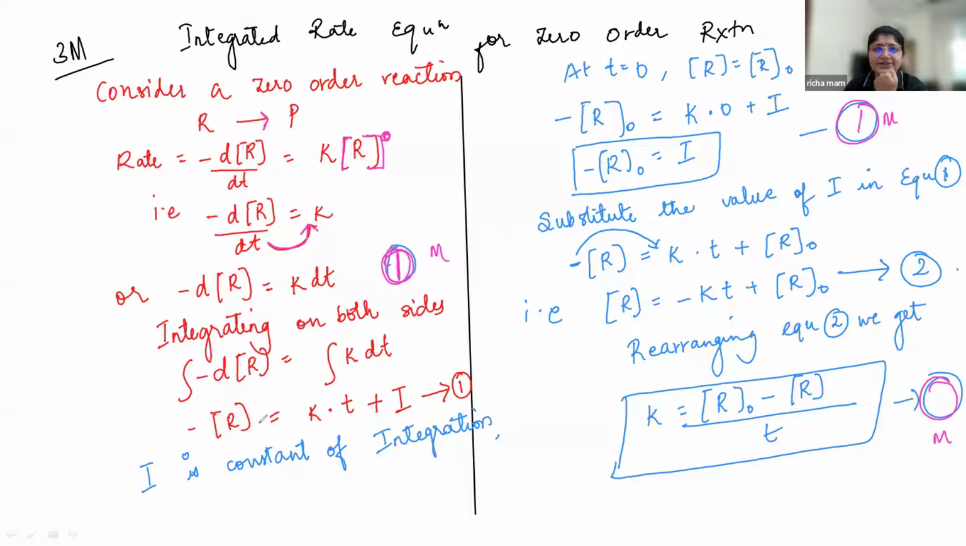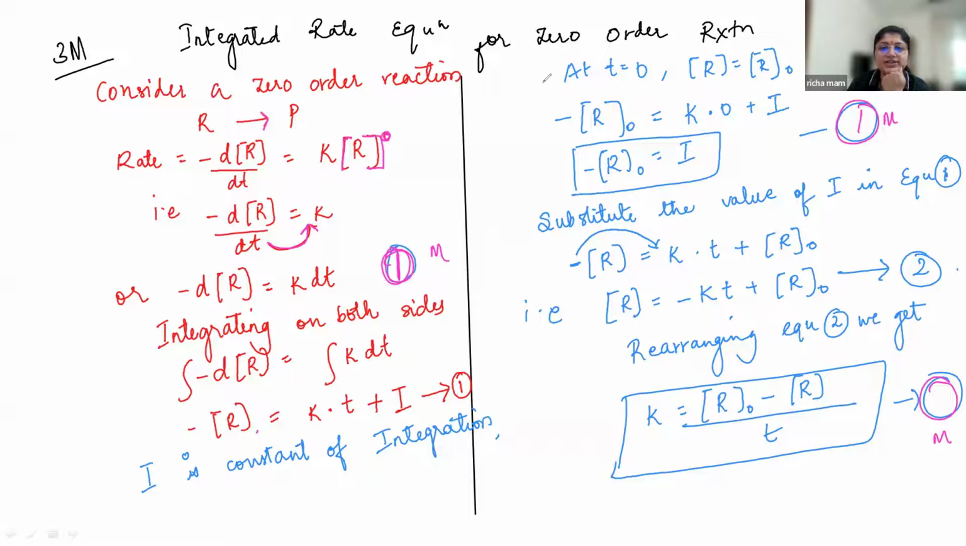Minus R, the concentration of R, is equal to KT plus I. What is I? I is the constant of integration, so we have to find the value of I. How can we find the value of I? By putting in the initial values, the initial conditions.